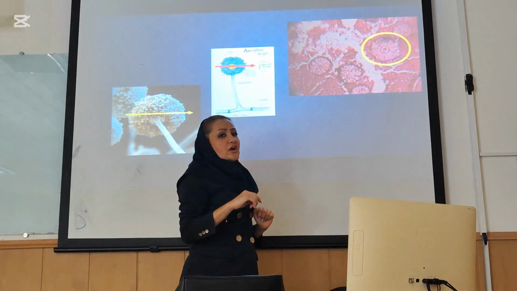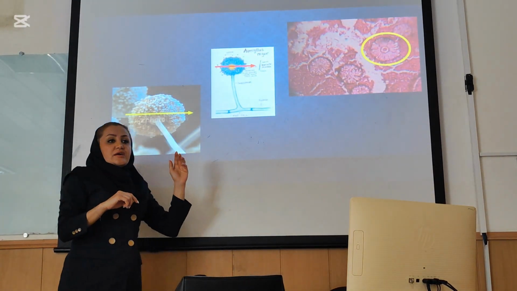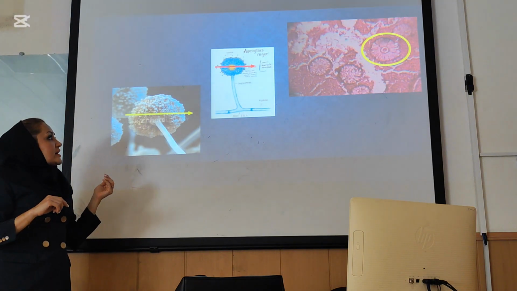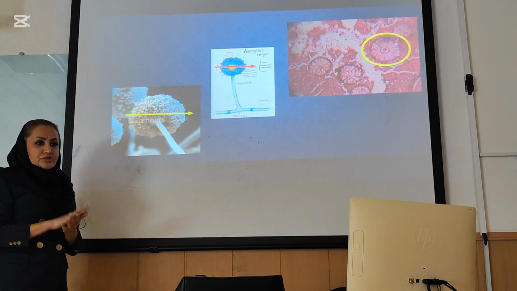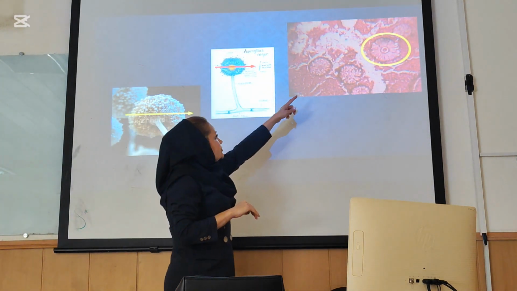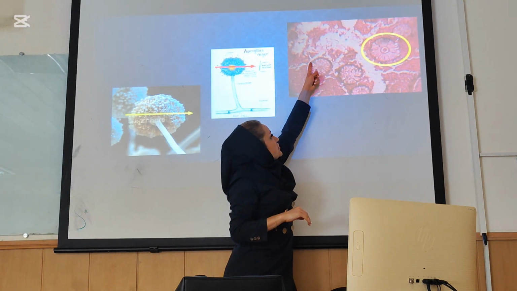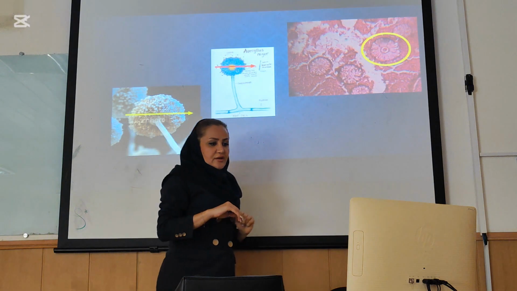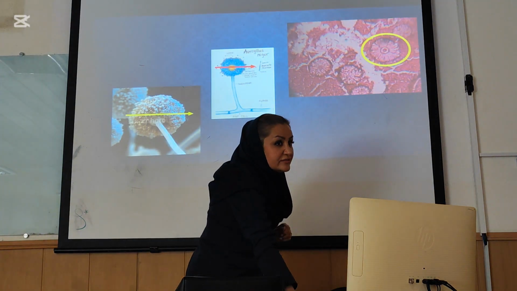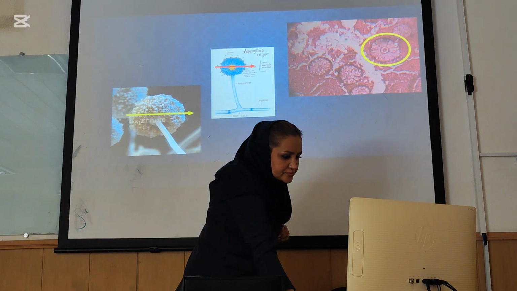And on the left side, you can see the cross-section of tissue in otomycosis. In the cross-section tissue, you can see the umbrella shape or sunflower shape in patients that have an internal otomycosis.